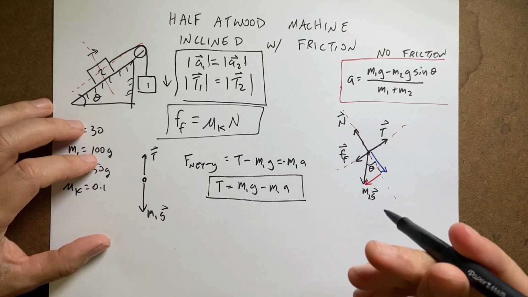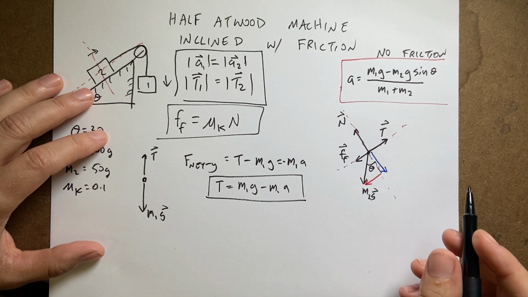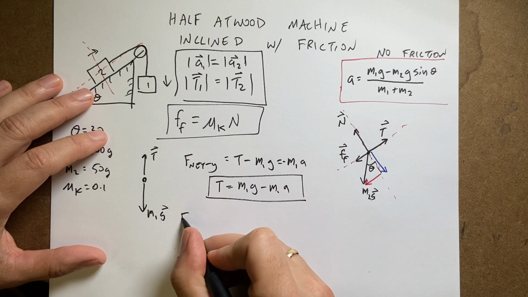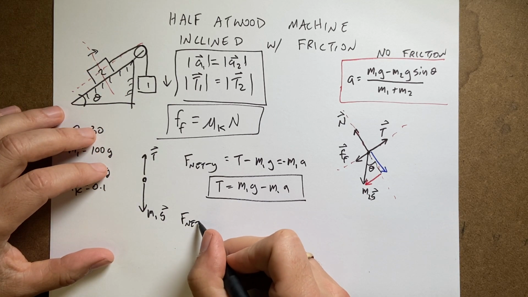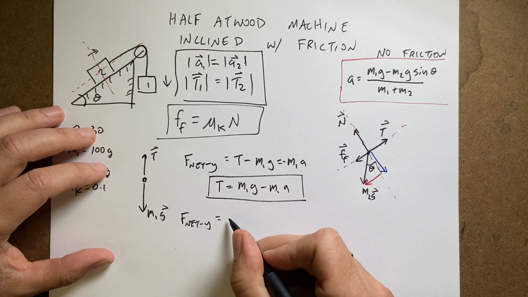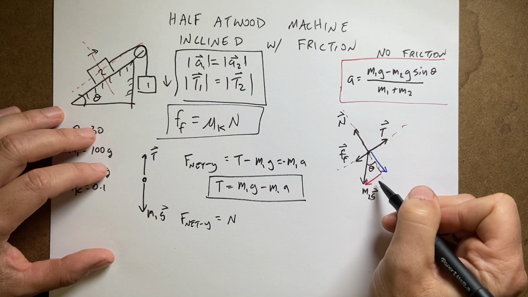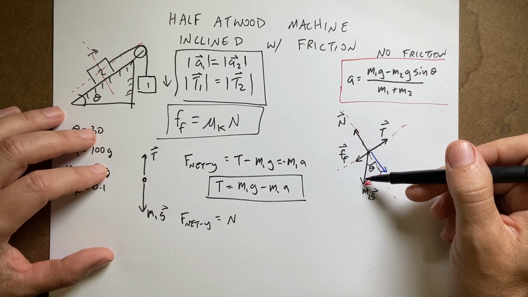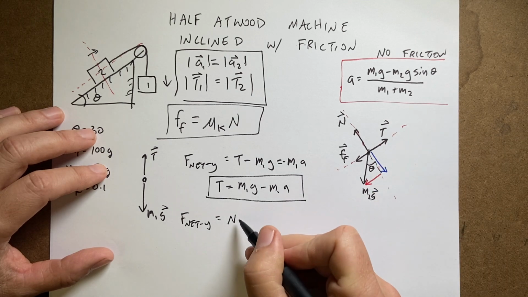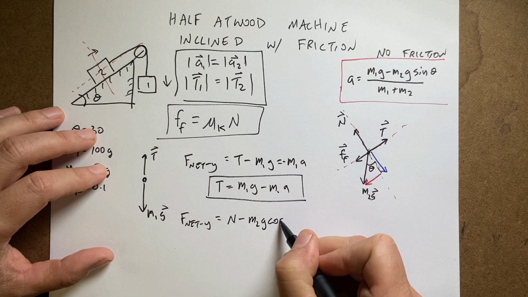So let's look at the y direction first, because I know the net forces in the y direction are 0. So I can say F net y, because it doesn't accelerate this way. That was my choice. F net y is going to be equal to n. And then I have a component of the gravitational force pulling down. Since this is the adjacent side, that's going to be m2g times the cosine of theta. So it's going to be minus m2g cosine theta.